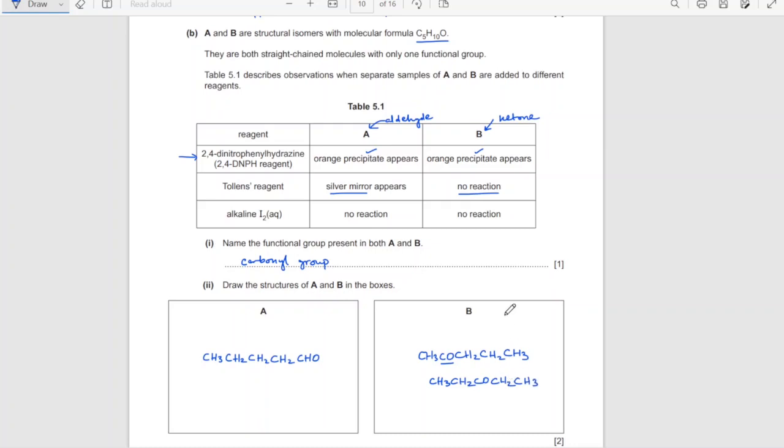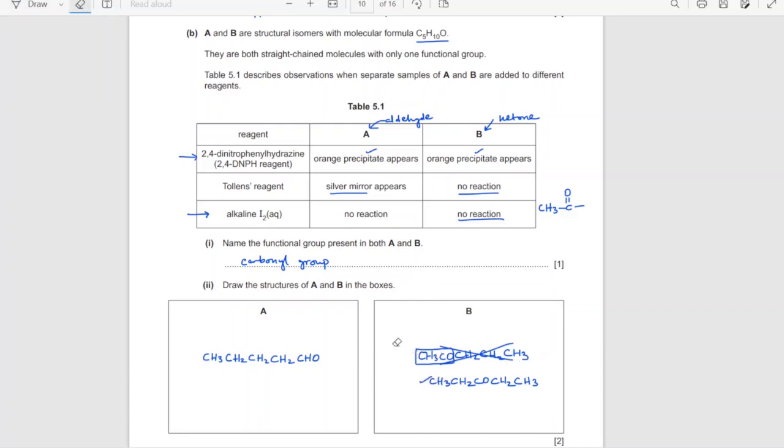Now, how do we tell which one is going to be the correct option? It says over here that with alkaline aqueous iodine, we have no reaction. Remember that when it comes to carbonyl compounds, if it contains CH3C=O, then it must give a yellow precipitate with alkaline aqueous iodine. In this situation, the first option does contain this group, but because we have no reaction with B, this is the incorrect structure, and pentan-3-one is what we're going to go with.